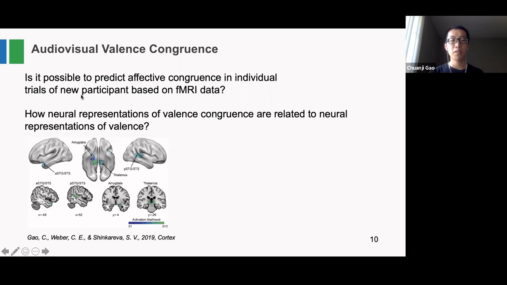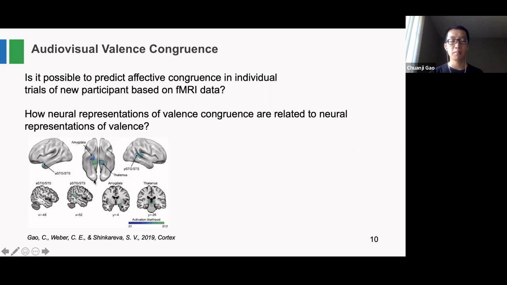So the first question we want to ask is a more general one: is it possible to predict the affective congruence in individual trials of a new subject based on fMRI data? And then we want to further ask what the differences are between the brain representations of valence congruence and the representations of valence itself.